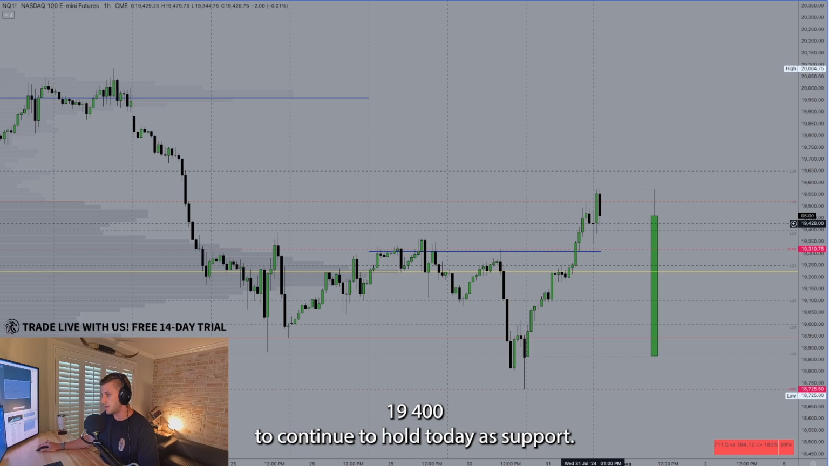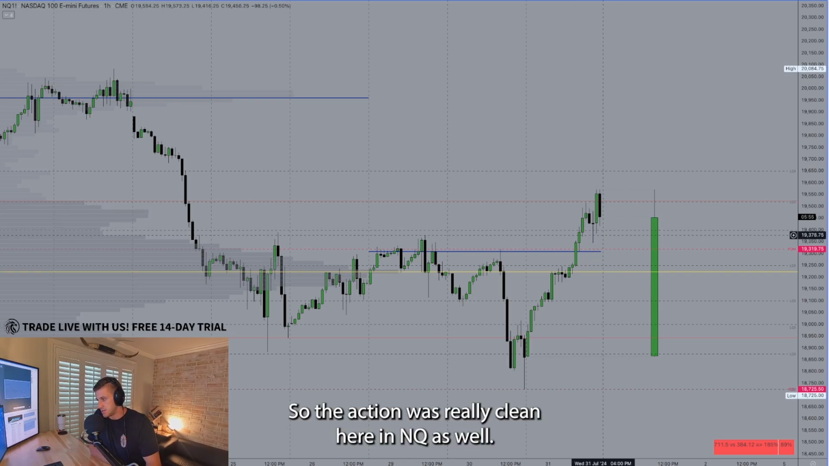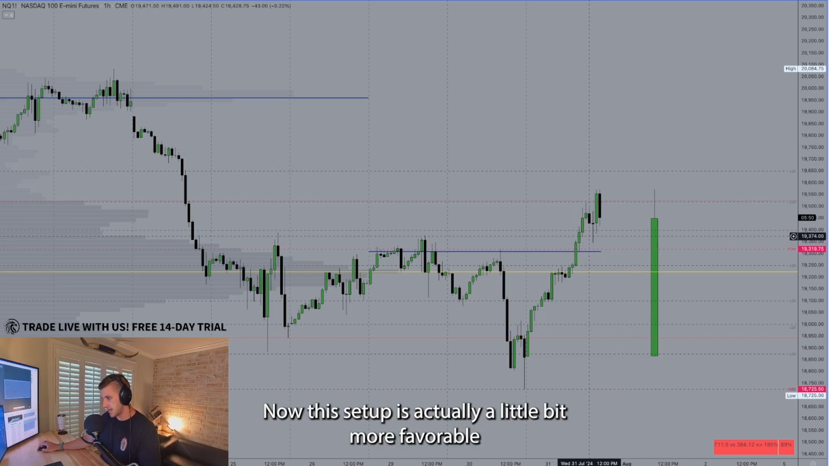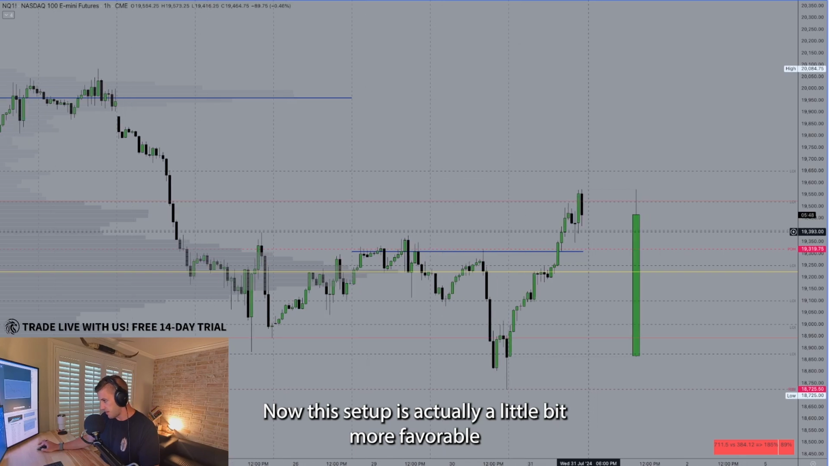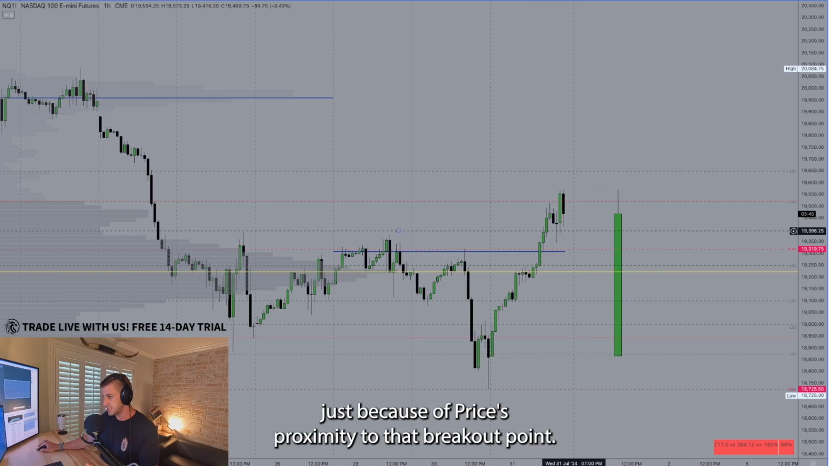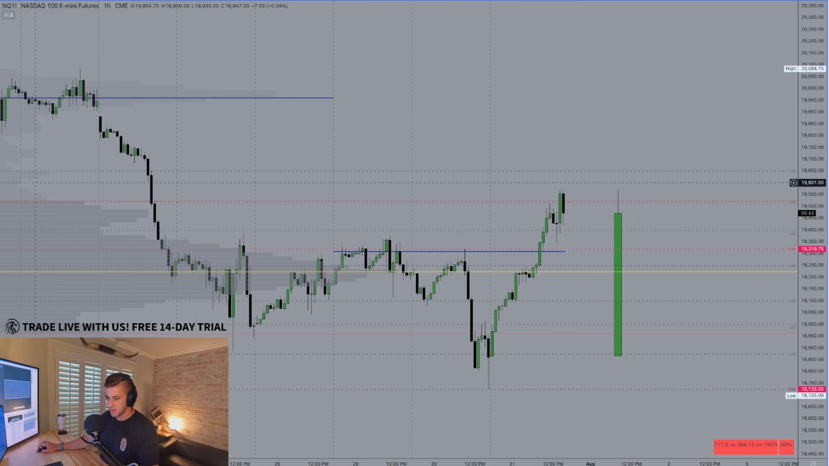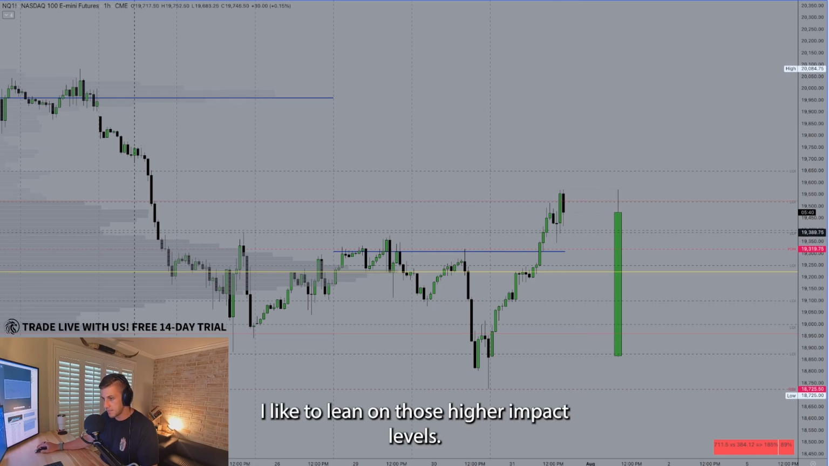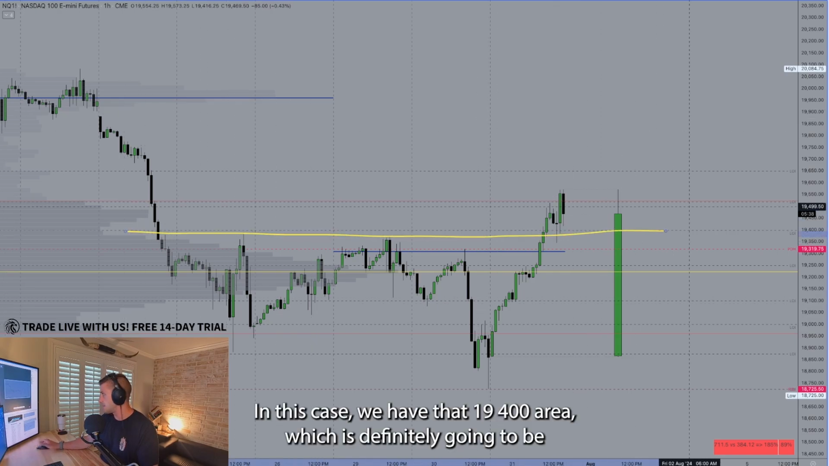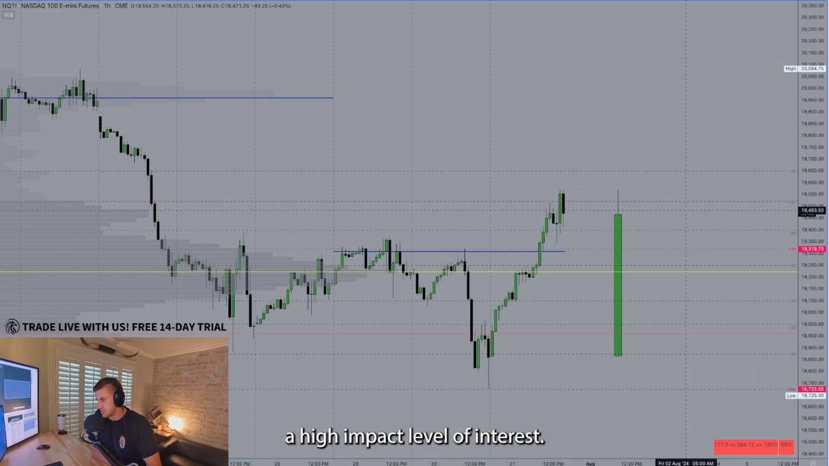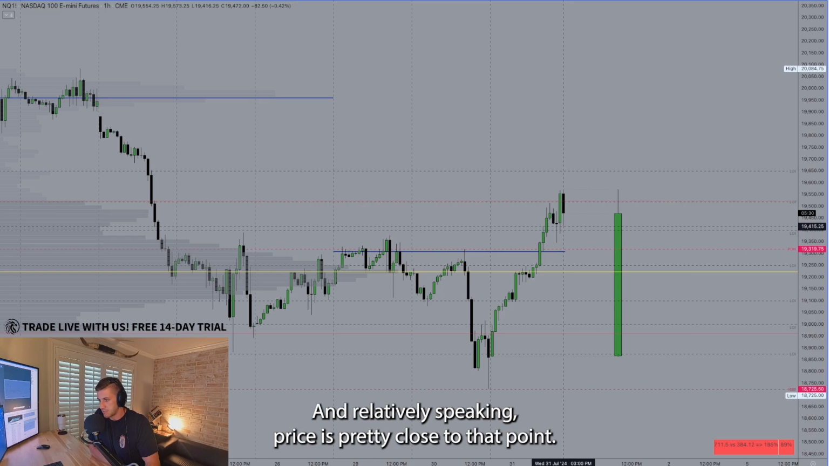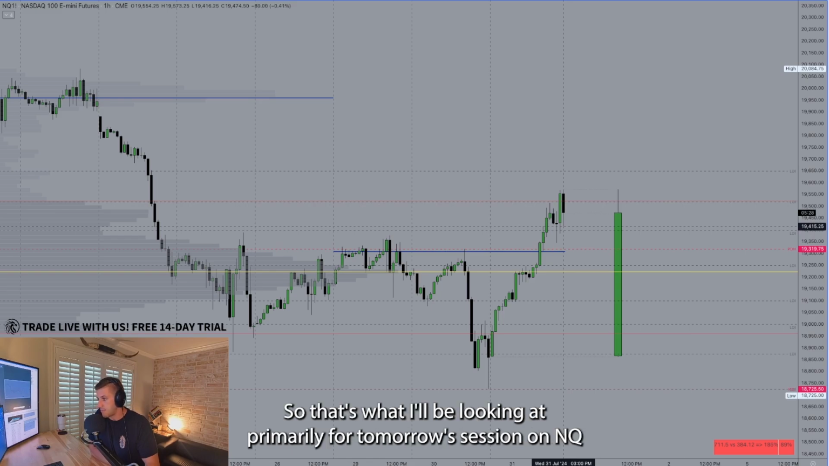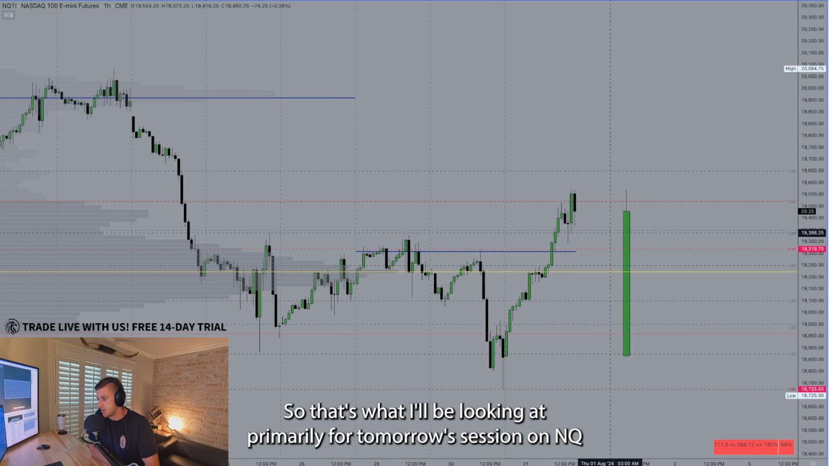Looking at 19,400 to continue to hold today as support. And that's exactly what we see. So the action was really clean here in NQ as well. Now this setup is actually a little bit more favorable just because of price's proximity to that breakout point. I like to lean on those higher impact levels. In this case, we have that 19,400 area, which is definitely going to be a high impact level of interest. And relatively speaking, price is pretty close to that point. So that's what I'll be looking at primarily for tomorrow's session on NQ.